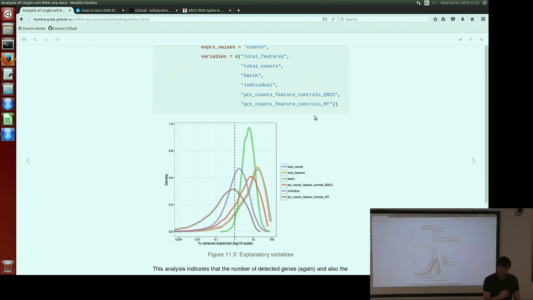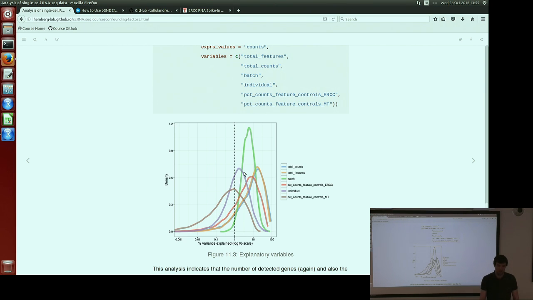And then we can go down the list, and for example, the one with the least explanatory power for many genes is the percentage of counts coming from mitochondrial genes, and so that mode is almost perfectly on top of 1% there. So for about half the genes, the percentage of counts coming from mitochondrial genes explains more than 1% of the variance, and for the rest it explains less than 1% of the variance.